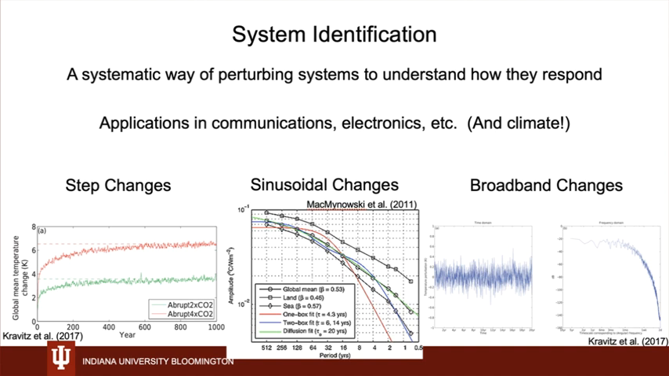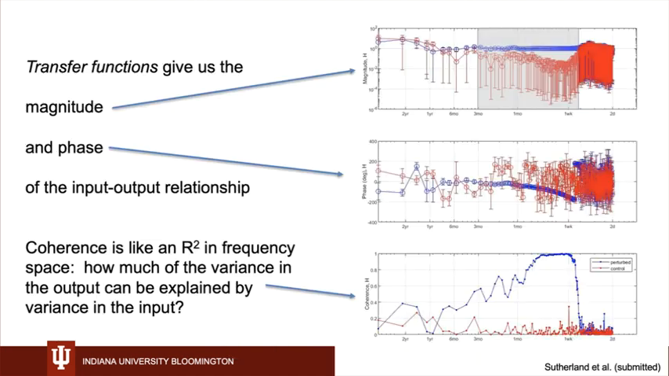So another option that we have is broadband changes. And in this particular case, what we did is we took white noise and we low pass filtered it to get rid of some of the high frequency weather variability. And you can add that to the climate model. It sounds silly to add noise to a climate model, but I promise it works. And I'll show you that.